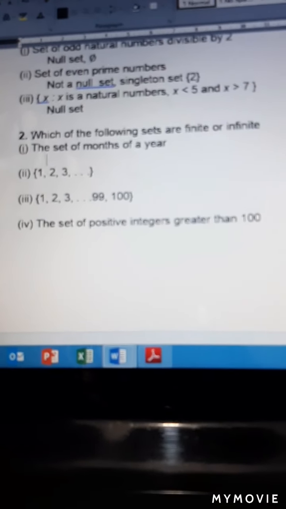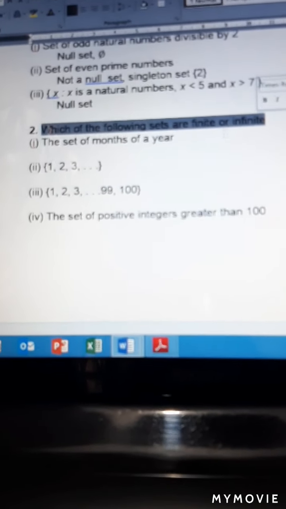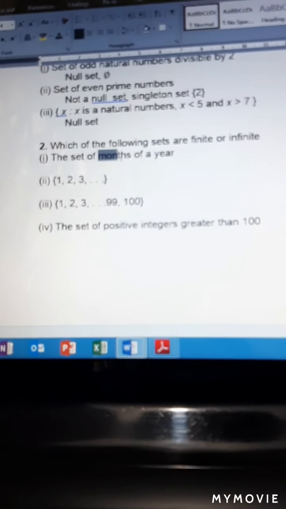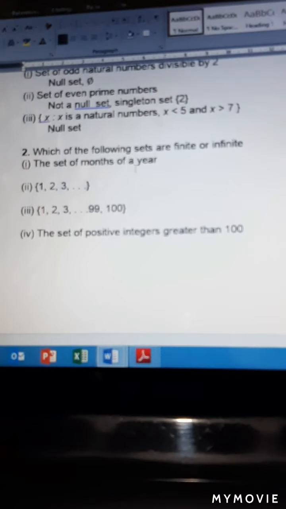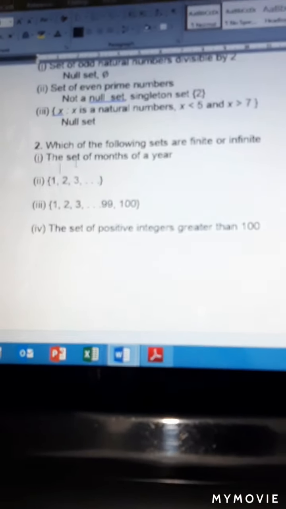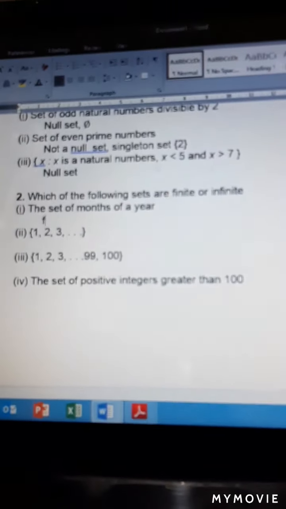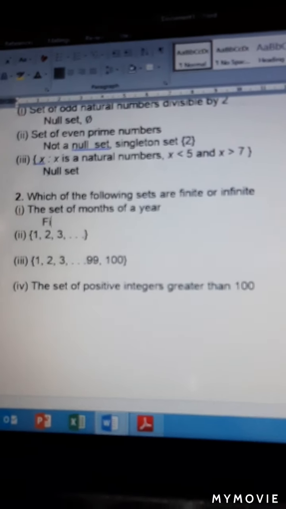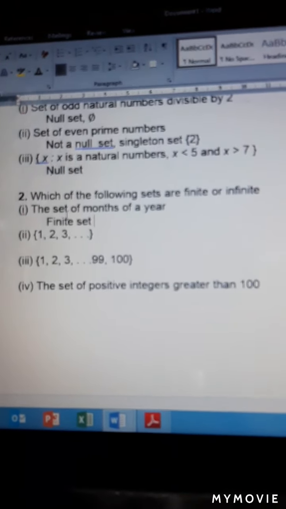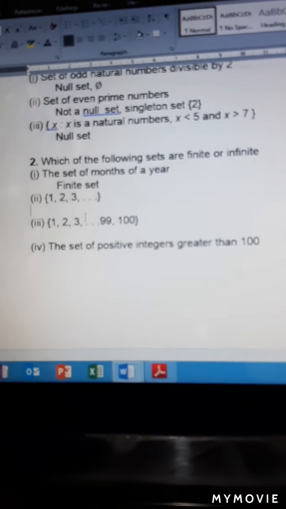Next question, which of the following sets are finite or infinite? You know, finite set means what? It should have a fixed number of elements. Set of months in a year, you know, 12 months in a year. So this is a finite set, because you can count the members, which is 12.